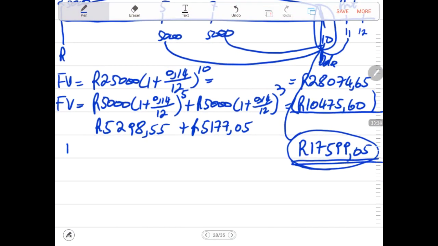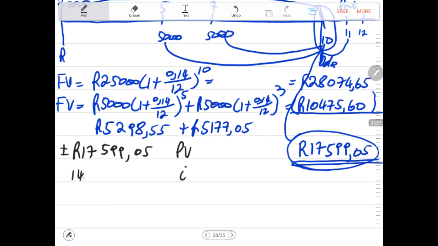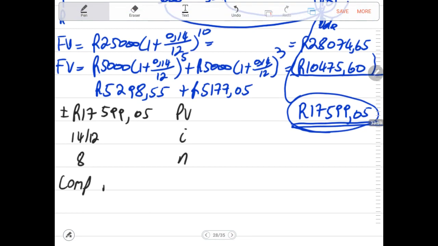Then we say plus minus 17,599 rand 5 cents is our PV. The interest has not changed, still 14 divided by 12. Our N is 8 months, they told us. We are calculating PMT, monthly payments. Then calculating monthly payments: second function, alpha, 00, plus minus 17,599.05 is our present value. 14 divided by 12 is our interest. 8 is our N. We compute PMT.